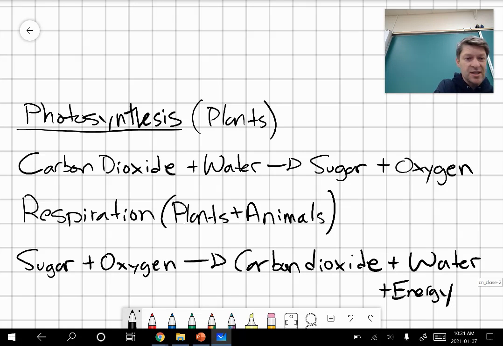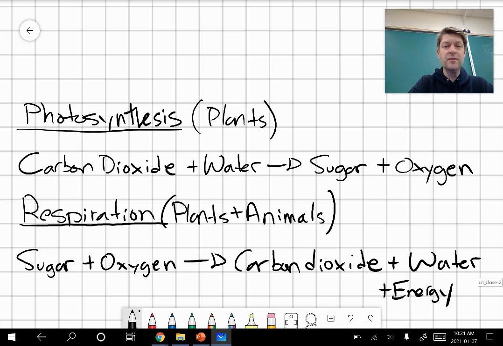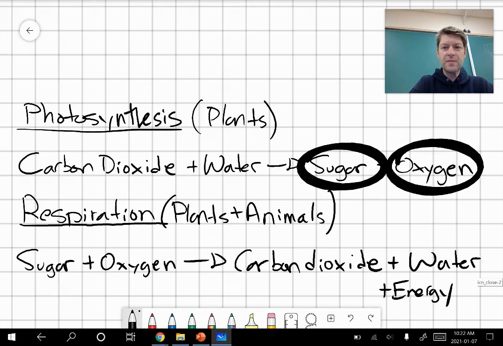And that's essentially the way that living things operate here on Earth. Those are the two main chemical reactions that take place that allow us to live. The plants produce the oxygen, and they also produce some sugar for themselves. And then plants and animals use some of that oxygen and the sugar that they've stored to produce carbon dioxide, water, and energy. That carbon dioxide goes back to the plants.